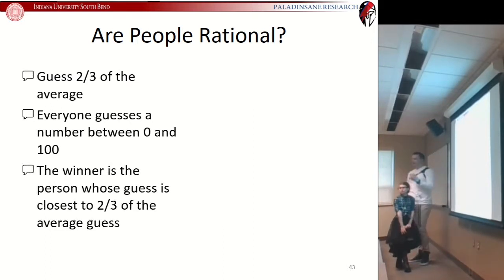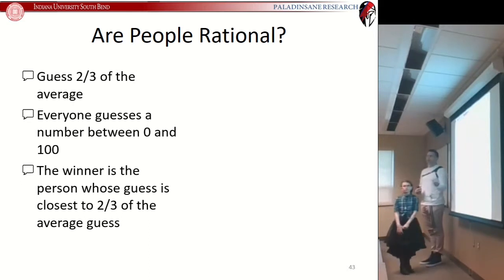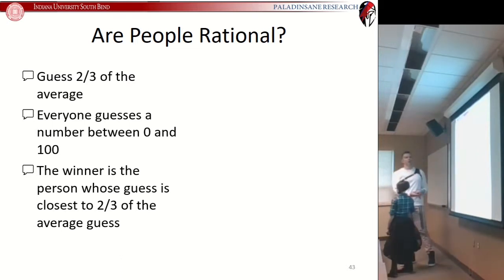And the winner is the person who guesses closest to 2/3 of the average of the guesses. So basically, if we took all the guesses, added them up, took the average, and then multiplied that by 2/3, what would that final number be? That's what you're trying to guess.